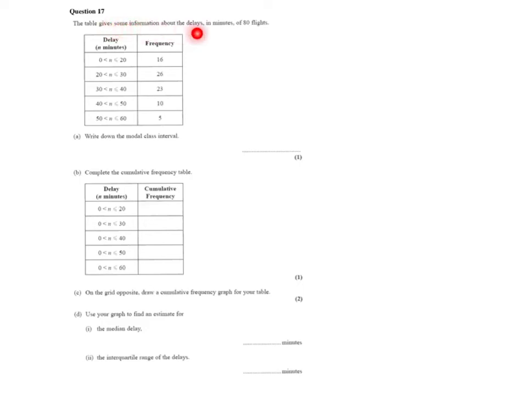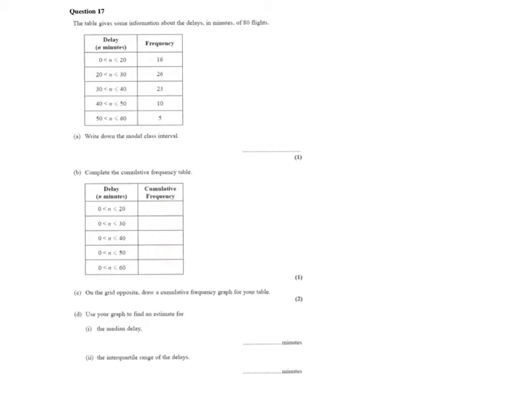The table gives some information about delays in minutes of 80 flights. We can see that 16 flights were delayed between 0 and 20 minutes, 26 flights were delayed between 20 and up to and including 30 minutes, and so on. Our task is to complete the cumulative frequency table, draw a cumulative frequency graph, find the median delay and the interquartile range delay. So we'll start off by filling in our cumulative frequency table.